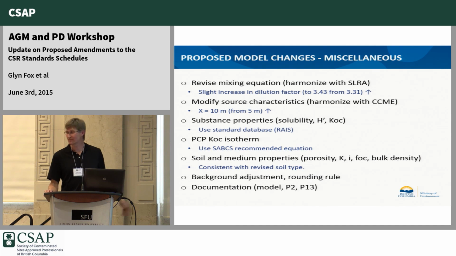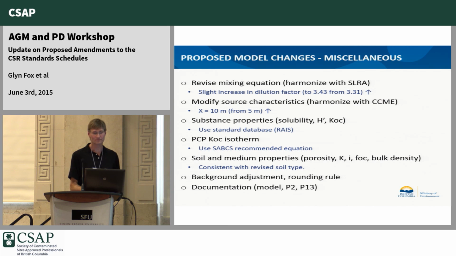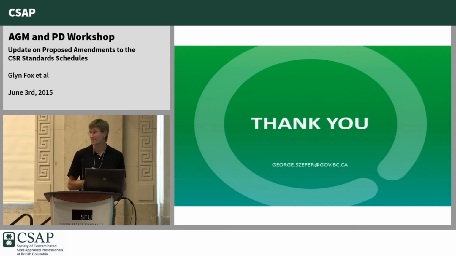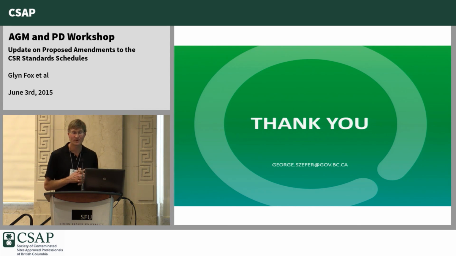And then documentation. Right now, it's kind of hard to find stuff. It's largely in help files in the model, or it's way back in the original derivation document. So some people actually haven't seen how we derive some of this stuff. So we'd update that. And then, as I mentioned, update P2, update P13. Those are the changes that we have so far.